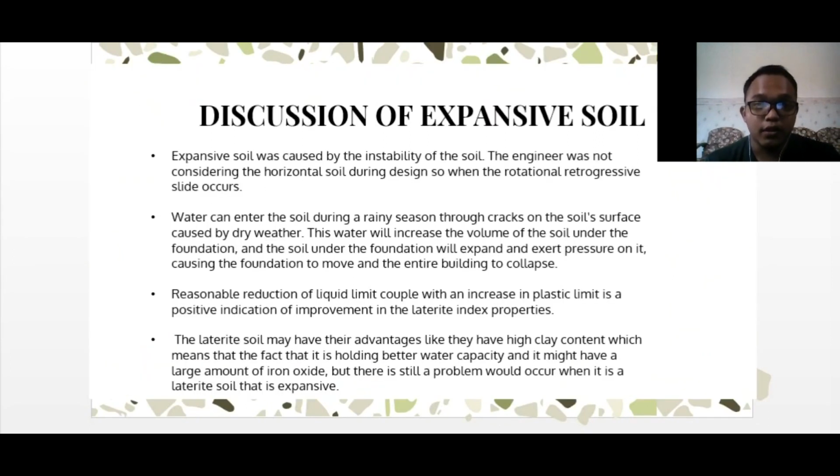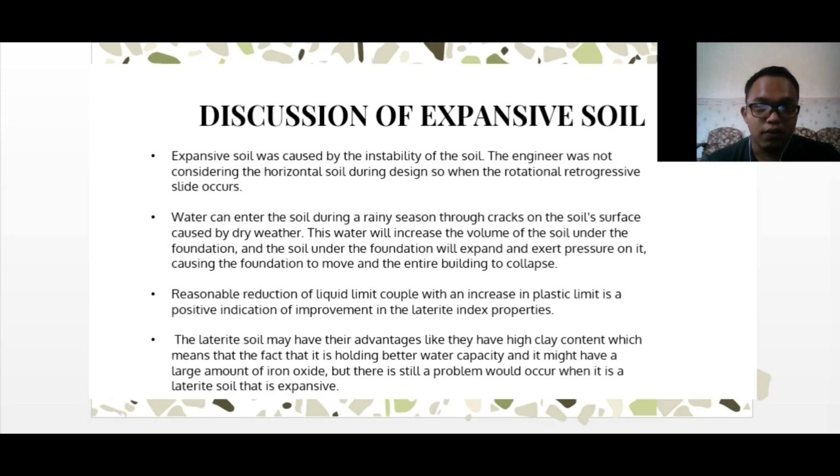Discussion of expansive soil. Expansive soil is caused by the instability of the soil. The engineer did not consider the horizontal soil during the design, so when a rotational retrogressive slide occurred, water can enter the soil during the rainy season through cracks on the soil surface caused by dry weather. This water will increase the volume of the soil under the foundation, and the soil will expand and exert pressure on it, causing the foundation to move and the entire building to collapse.